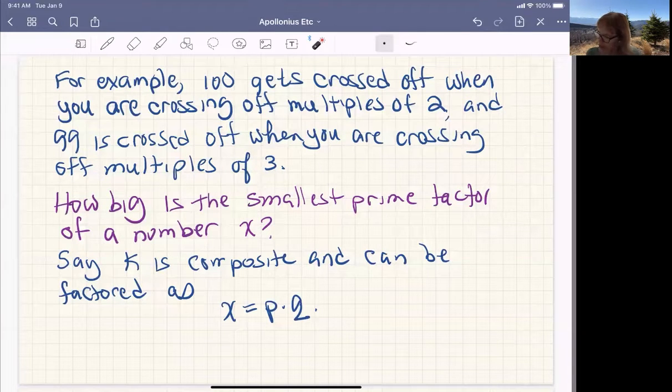How big is the smallest prime factor of a number x? Let's say x is a composite number and can be factored as x is equal to p times q. Of course, you want neither p nor q to be 1 when we do this factorization.